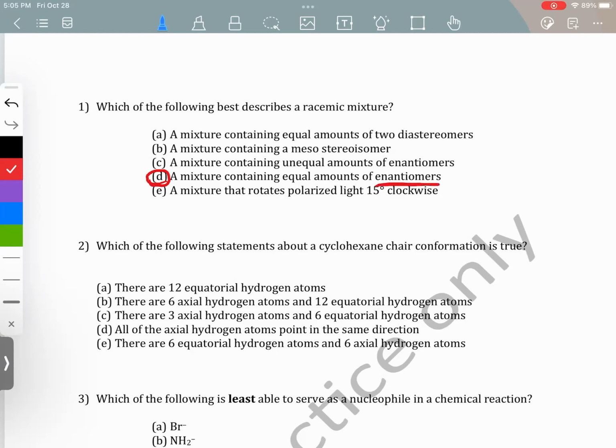Enantiomers are molecules that are chiral, meaning they don't have a mirror image of themselves. They're non-superimposable. So racemic mixtures have an equal amount of enantiomers that are made in the product. That's all it is.